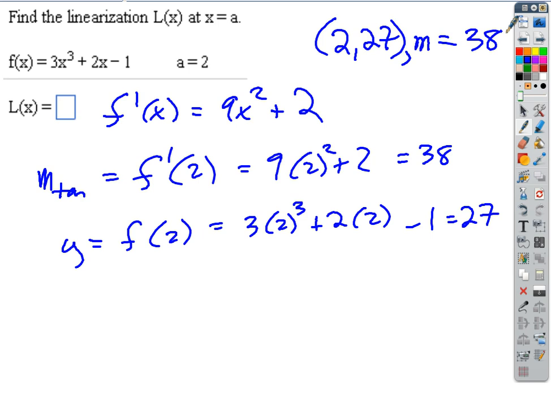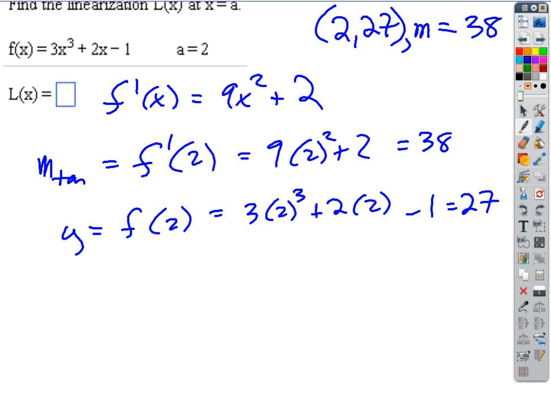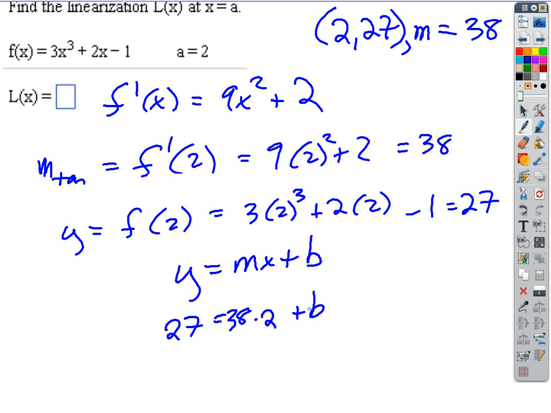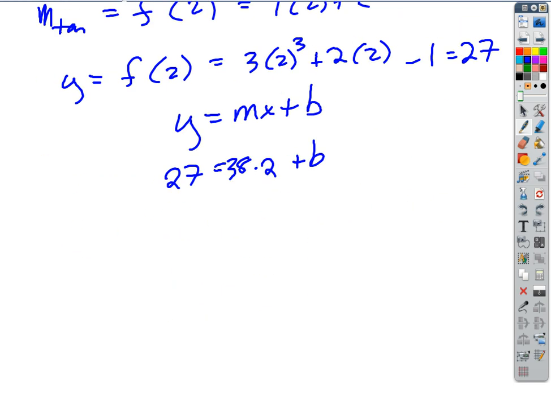All we have to do is make a line out of that, right? So we could just say, we just need b, right? We have m, so let's just throw everything in the equation and solve for b. So 2 goes in for x, 38 goes in for m, 27 goes in for y, solve for b, and b equals what? 27 over 76? Everybody buy that?